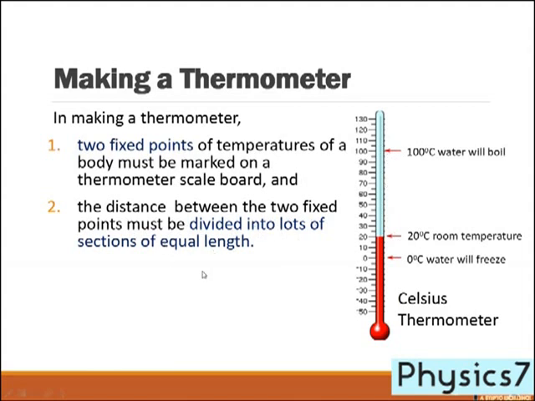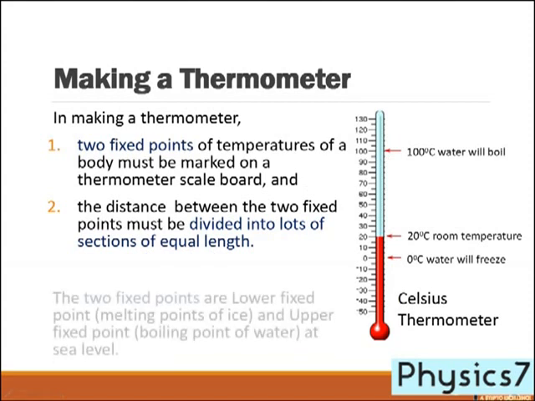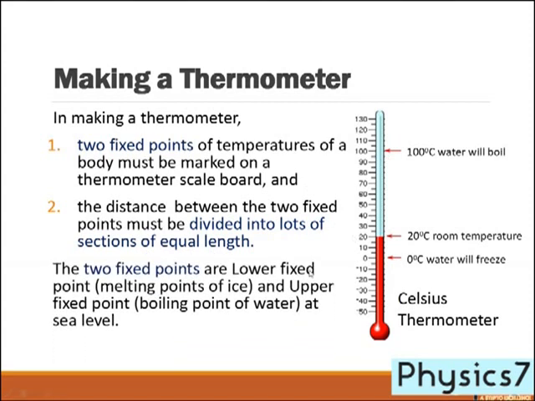And these two fixed points are the lower fixed point, which, in the case of ice or water, would represent the melting point of ice. In other words, ice melts at a temperature of 0 degrees Celsius. And you could also have an upper fixed point, which would represent the boiling point of water at sea level, and that would be 100 degrees Celsius, which is the temperature that the water will boil.